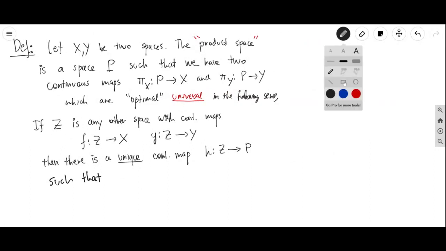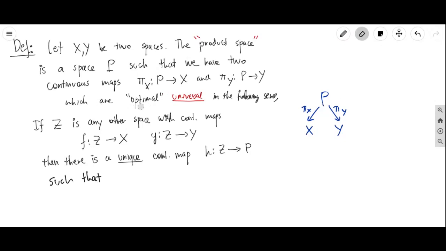I'm going to draw a picture for what's going on. You always want to have a picture here because it's very easy to forget. So here we have X, here we have Y. In the product space you have two projection maps, pi X and pi Y. And so I'm saying it's optimal, it's the best such case. And you want to think of the supremum from advanced calculus. The supremum is sort of like the optimal upper bound. It's the least upper bound. It's an upper bound, and it's the smallest such upper bound. That's kind of like the picture you want to keep in mind. That's the analogy, sort of like the supremum. It's the optimal upper bound.